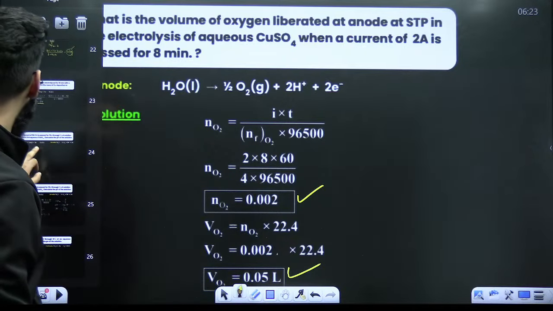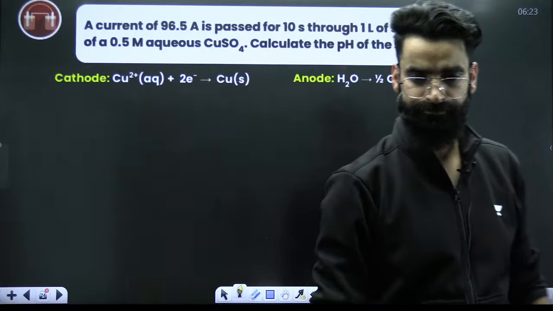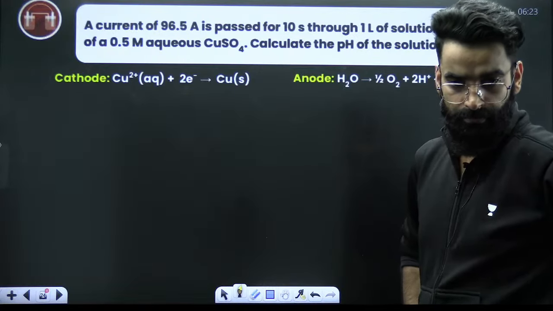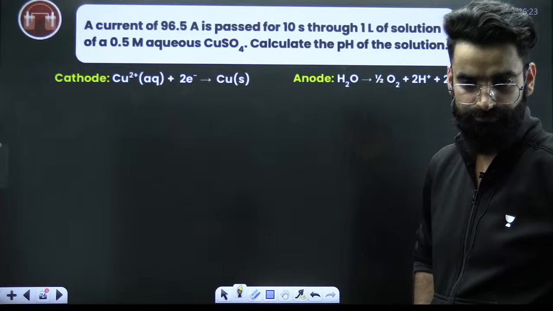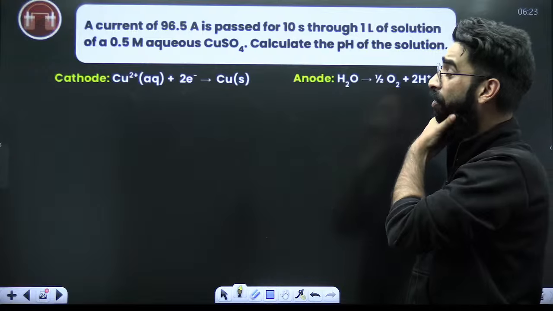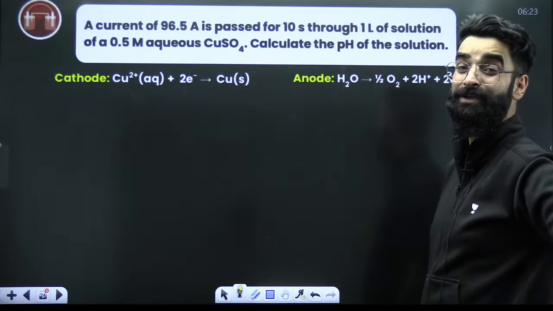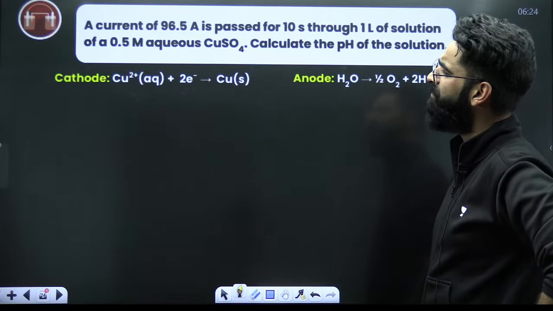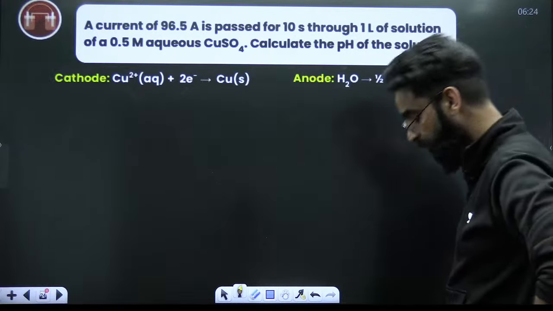Let's try to solve a few more questions. Look at this particular question, guys. A current of 96.5 amperes is passed for 10 seconds through 1 liter of a solution of 0.5 molar aqueous copper sulfate. Calculate the pH of the solution.